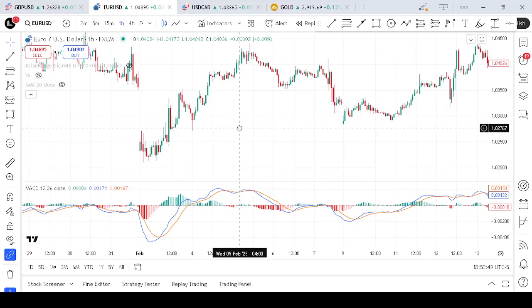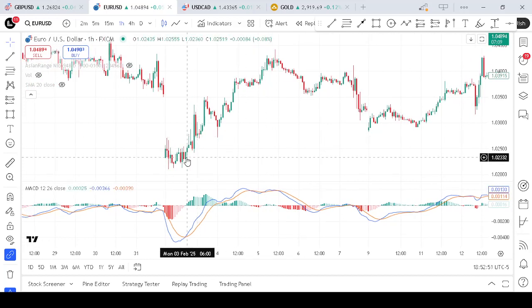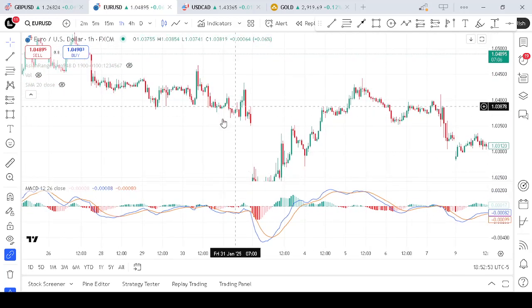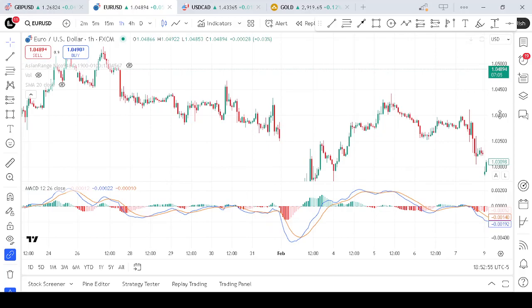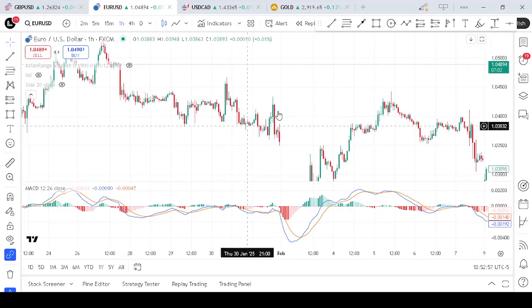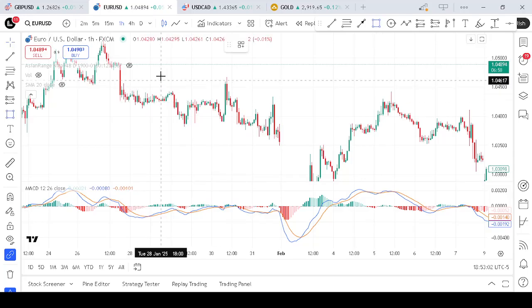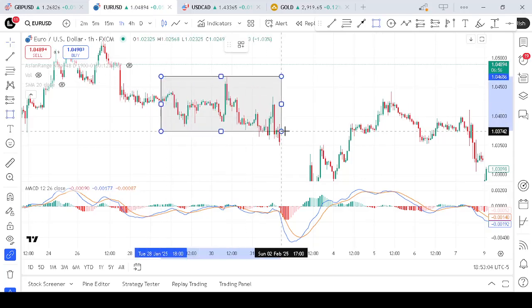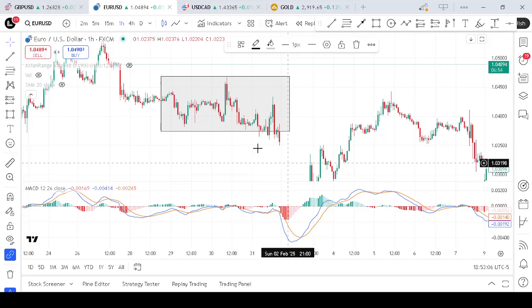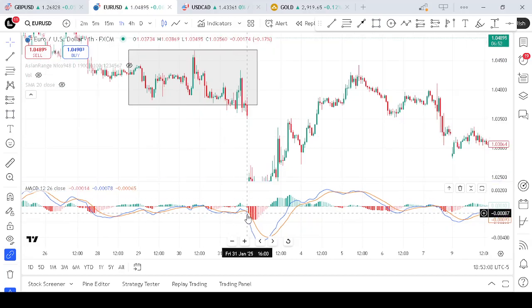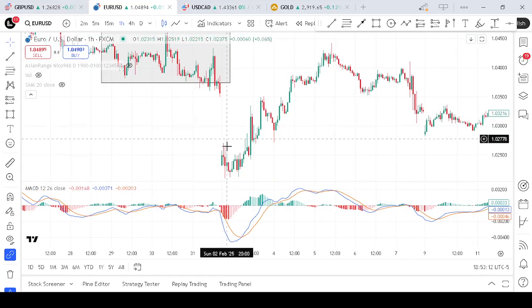Now let's look at an example. Look at it. You can see the price was consolidating in this area, before we saw a breakout. The MACD had already given us a signal where the lines crossed each other before it broke out.